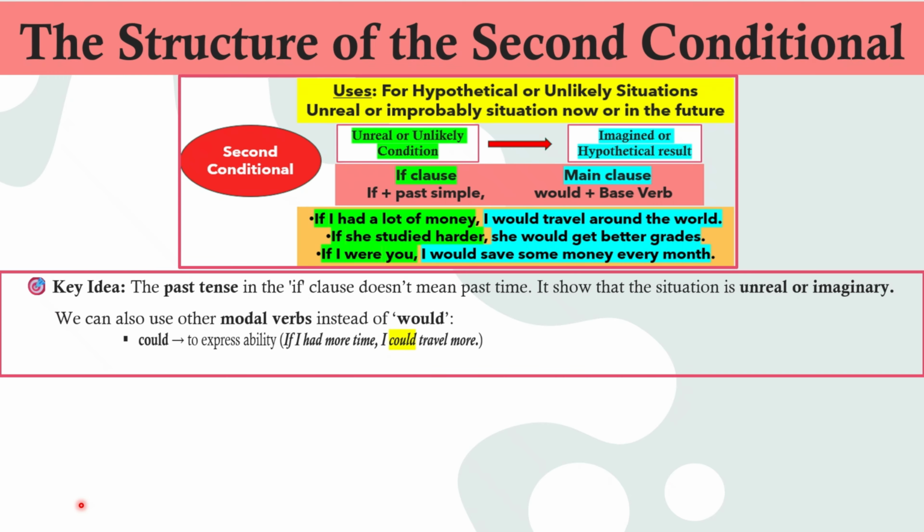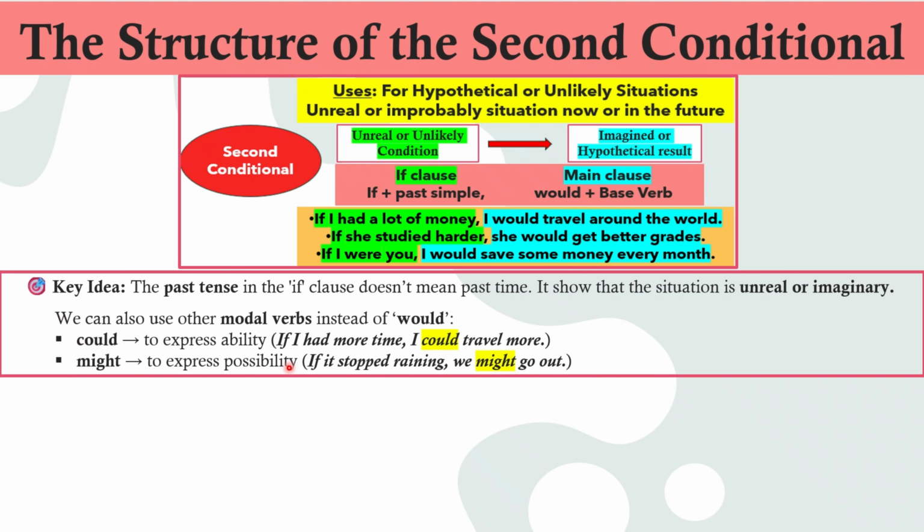We can also use other modal verbs instead of would. We can use could to express ability. For example, if I had more time, I could travel more. And might to express possibility. If it stopped raining, we might go out.